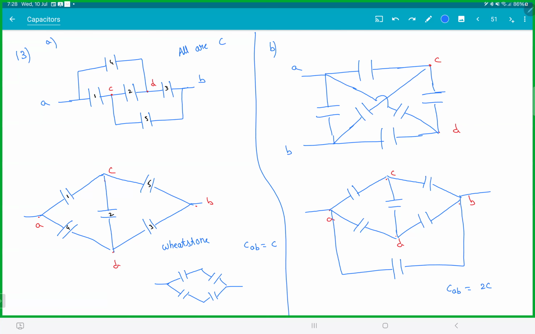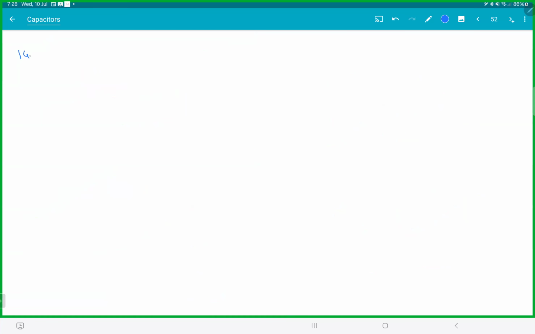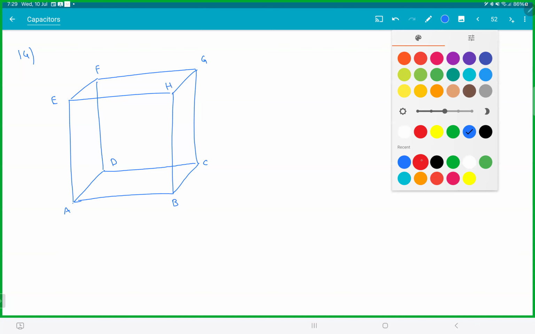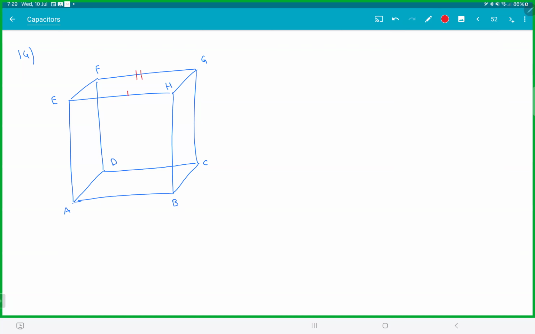Neil, Malika, Vartika, got this? This is a good one. We have a cube here: A, B, C, D, E, F, G, and H. 4 points are there. Each wire has a capacitor.